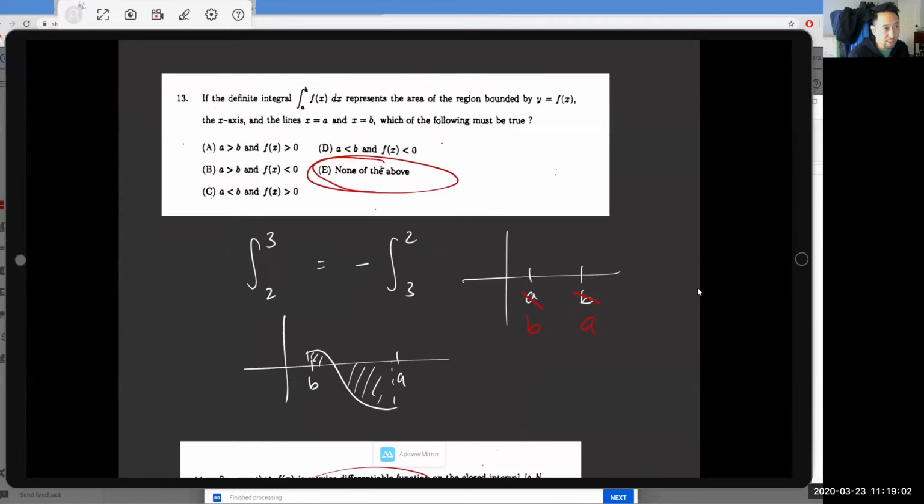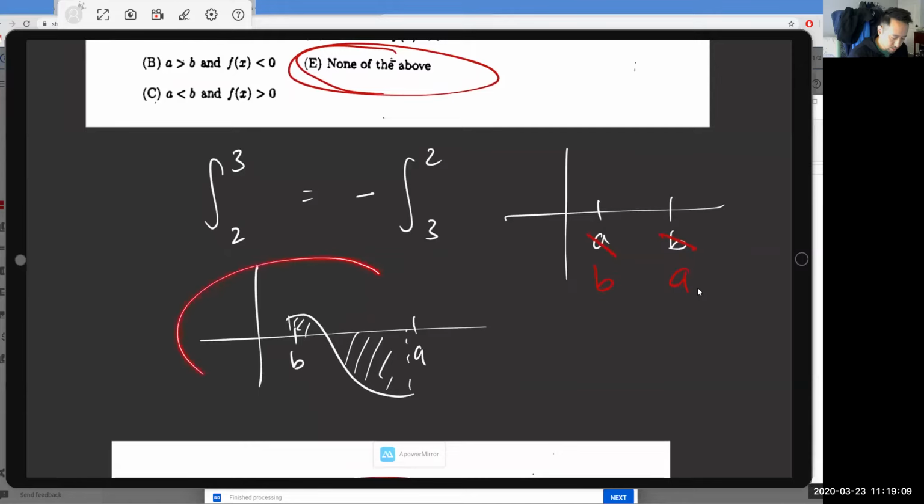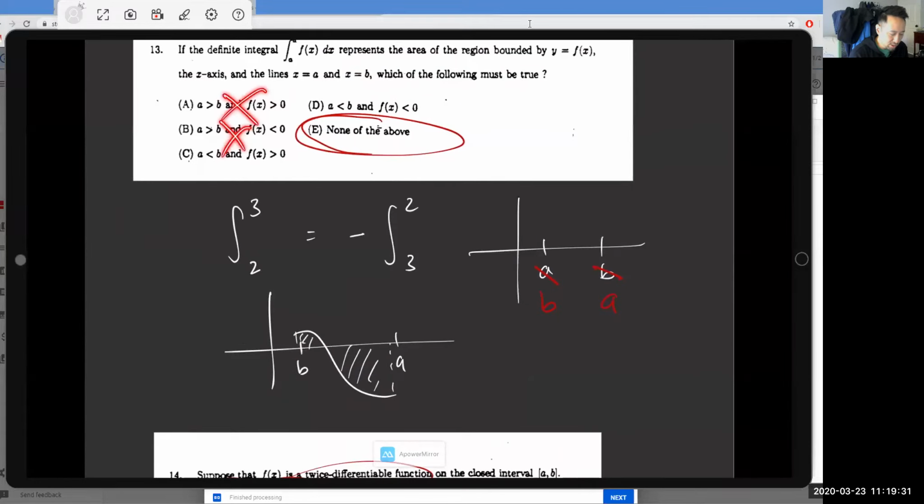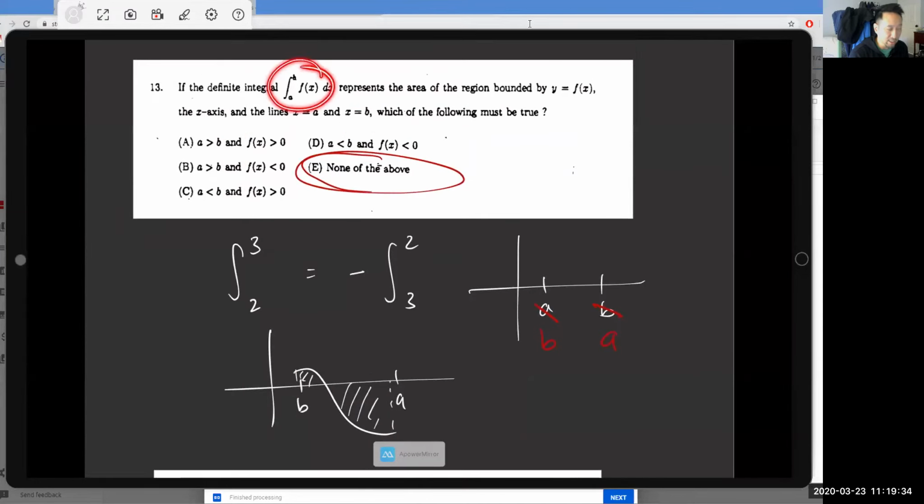And they're also saying that since the region is bounded by y equals f of x, the x-axis, blah, blah, blah, I drew a proposed solution of the graph right here. You guys can examine it. Obviously, I have parts of f of x below the x-axis, and I have parts of f of x above 0 or above the x-axis. Obviously, I intentionally put b less than a. By doing that, I'm saying that you don't have to have any of these conditions just because you have a definite integral like this. So this would be none of the above.